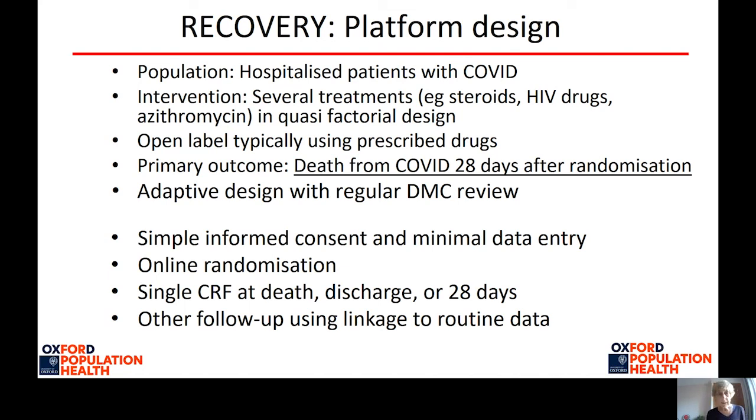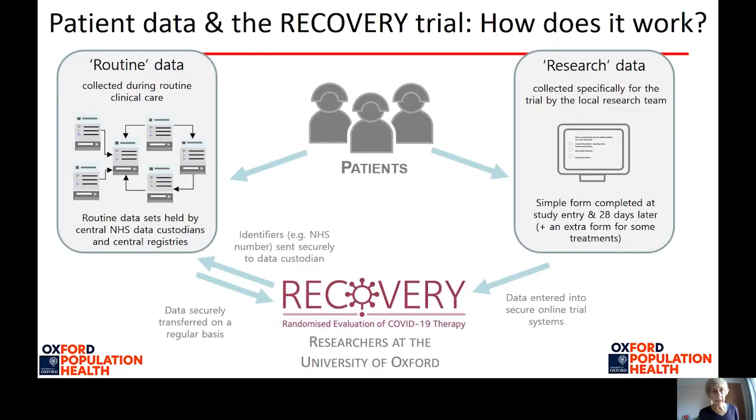So the trial was designed to have a simple informed consent and minimal data entry, online randomization, which took less than 5 minutes for the ward staff, a single case report form, either at 28 days or at discharge or at death. And then all the other information about patients was obtained using linkage to the routine data. So there was routine data, as you can see here on the left, and the research data, the case report form, and these were collated by the team in Oxford, in particular led by Richard Haynes, Marion Mafham, and various colleagues.